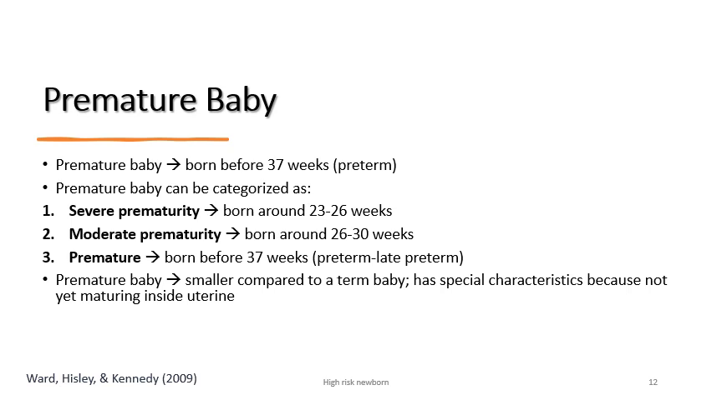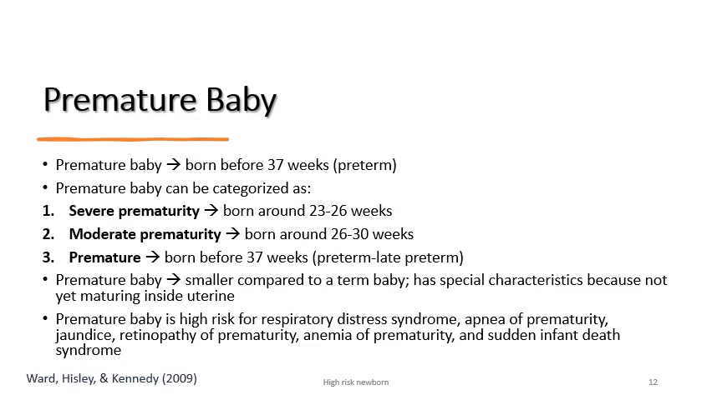So the baby was supposed to mature inside the uterus, but something happened and he or she was born before the time, and it's a premature baby. When the baby is born during this time, the premature baby is at very high risk for respiratory distress syndrome, apnea of prematurity, jaundice, retinopathy of prematurity, anemia of prematurity, and sudden infant death syndrome. So these are the things that really contribute to the death of the baby.